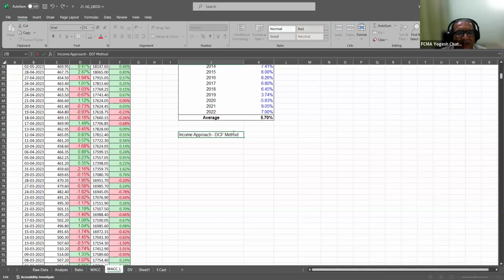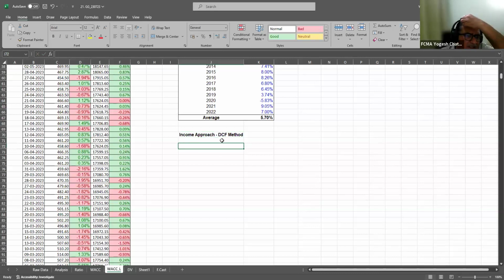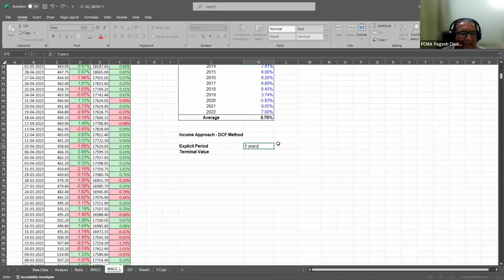So the income approach, a DCF, as we all are aware, is mainly divided into two parts. We have the explicit period and we have the terminal value beyond the explicit period. So these are the two components of the DCF method. And the explicit period is normally of 5 years.